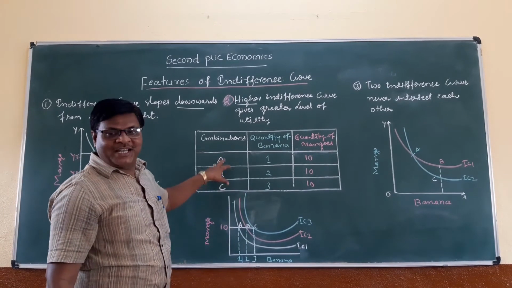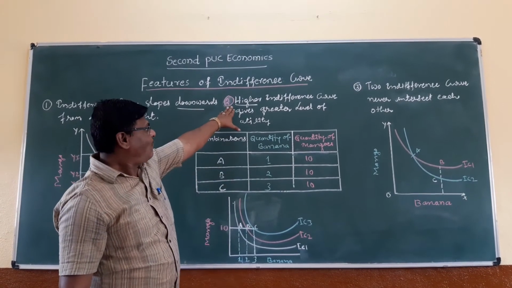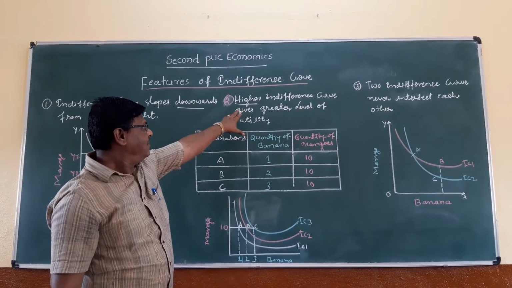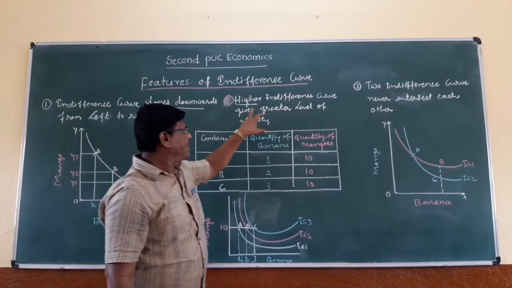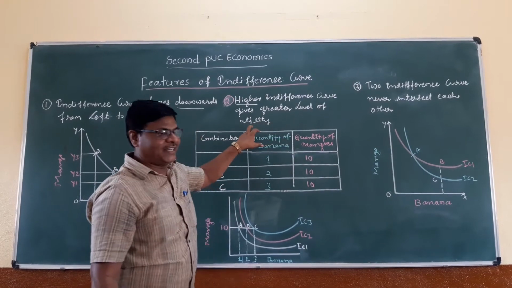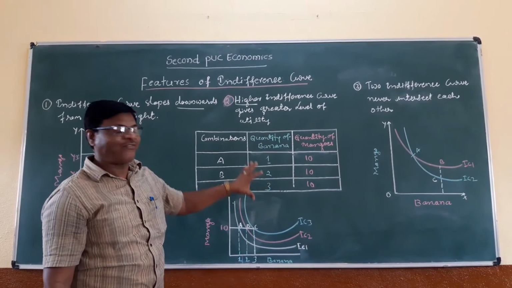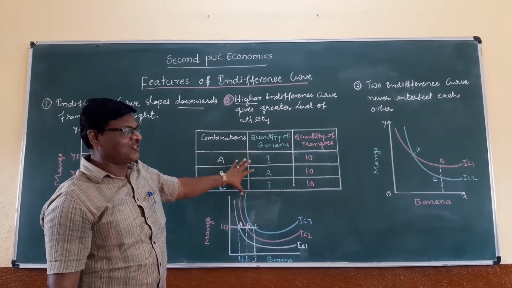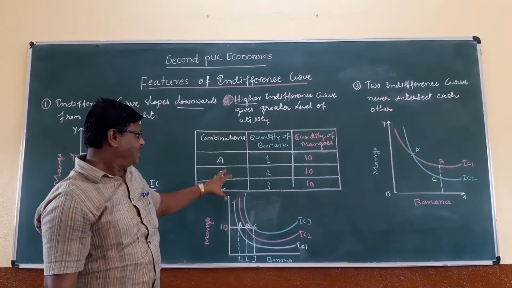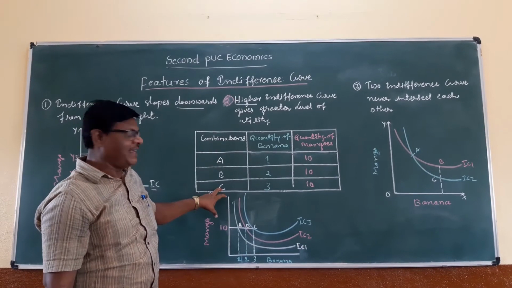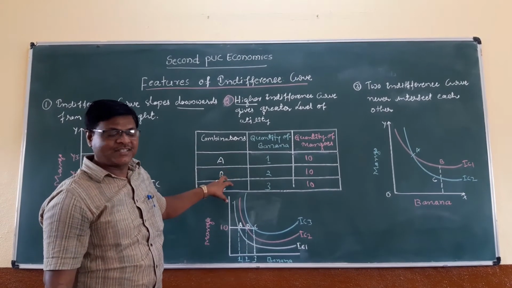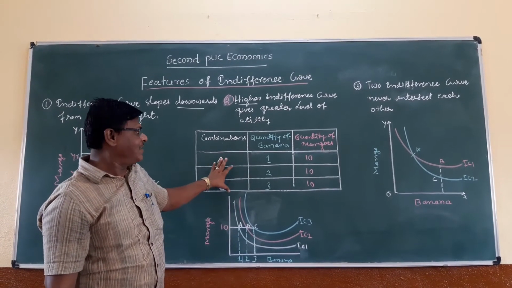There are three combinations. Points must be understood: a higher indifference curve gives a greater level of utility. We can understand this with the help of this combinations chart. There are three combinations, A, B, C. These are the three combinations available to the consumer.